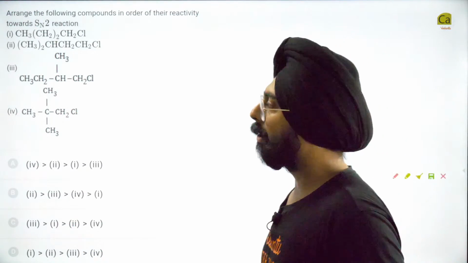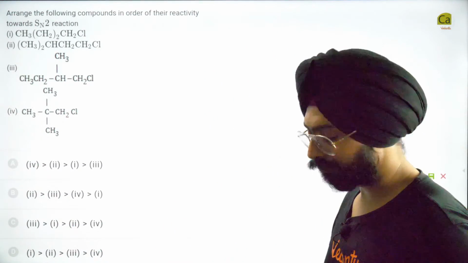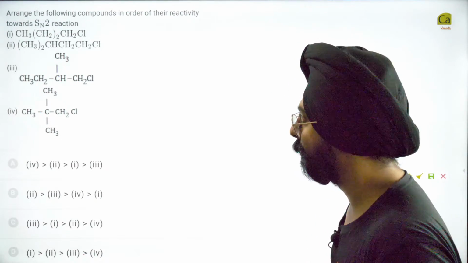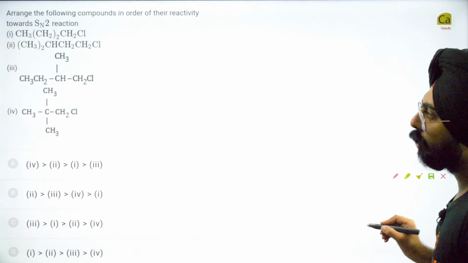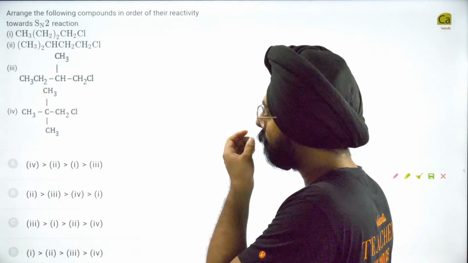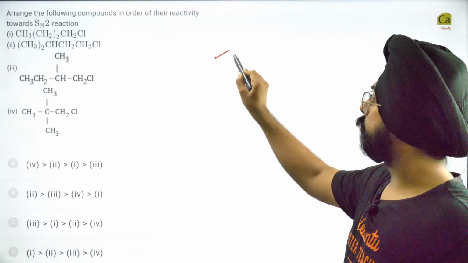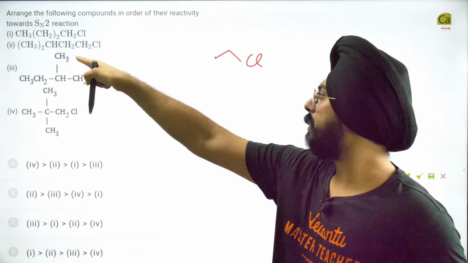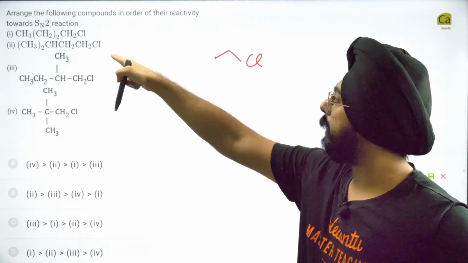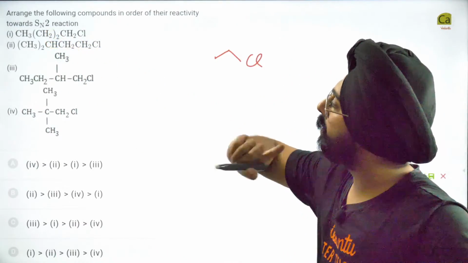Arrange the following compounds in the order of reactivity towards SN2 reaction. Let's write down the structures properly to understand what's going on. First question is CH3, CH2, Cl and the terminal CH3. Okay, terminal में CH3 है, CH2 पे बीच में 2 CH2 लगा दी.